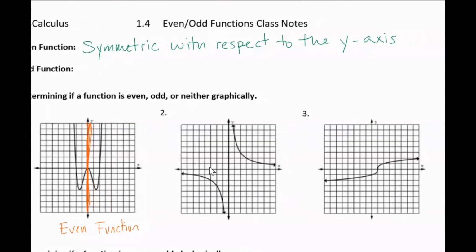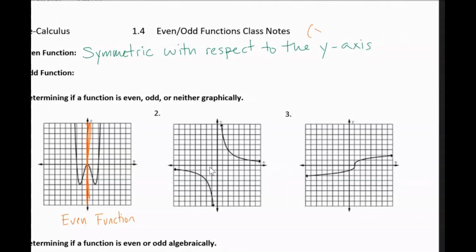Another way you can think about it is if you have the point (x, y) on your graph and it is an even function, symmetric with respect to the y-axis, the point (negative x, y) should also be on your graph. I totally wrote that down wrong in the previous class. So this point right here is (2, 0), and also on this graph is the point (negative 2, 0). So that's an even function.